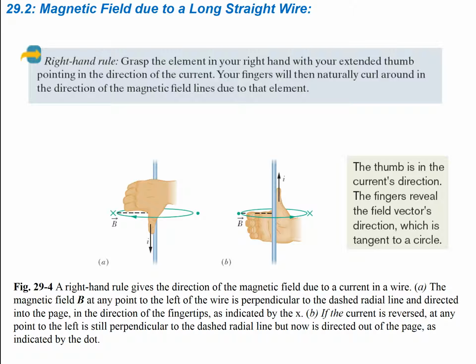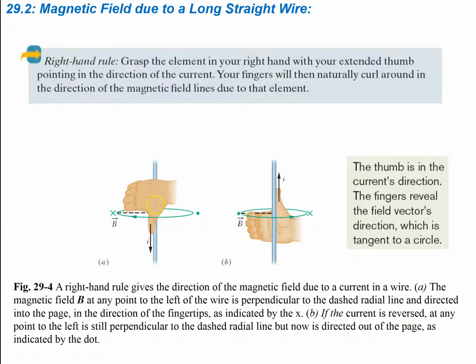All right, so let's keep going. So the right-hand rule, when you think about the direction of the current and the direction of the magnetic field, says you're going to grasp the element in your right hand with your extended thumb pointing in the direction of the current. So if you have a wire, you wrap your hand around it, as shown in this first picture here, and you point your thumb towards the direction of the current. Your fingers will then naturally curl around in the direction of the magnetic field lines due to that element.